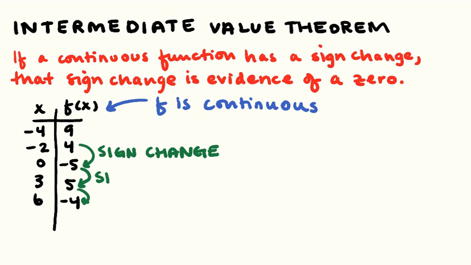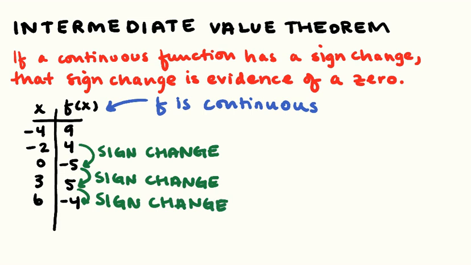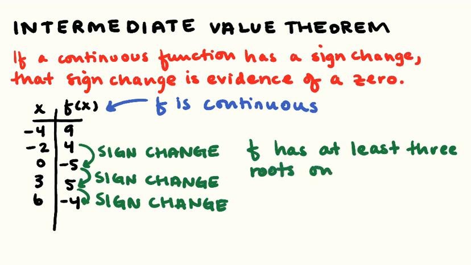So I've got 3 sign changes, which means that's evidence of at least 3 zeros. So it would be something like, what's the minimum possible number of roots this thing could have? Well, 3, because I see 3 sign changes. So that means that f has at least 3 roots, or zeros, whatever you like to call them, on the x interval we're seeing, which is -4 up to 6.